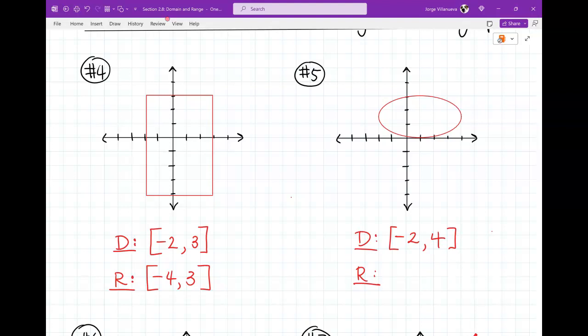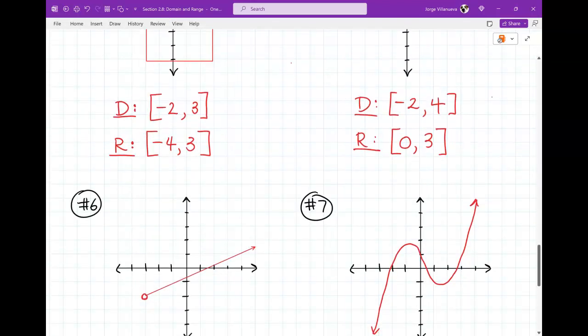What about range? How low? 0. Does it include it? Yes. And how high? 3. And that would be 3 inclusive. All right, not too bad. Again, it's going to take you longer to draw the problems if you're doing it. All right, let's go to the next 2.